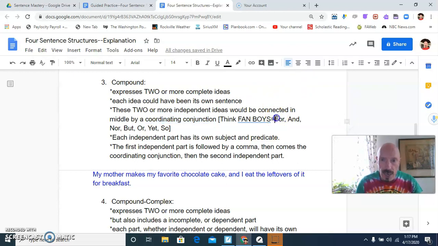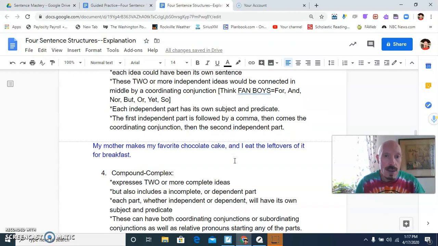So these words here, they're going to have a comma in front of them, okay, whenever you're connecting 2 independent parts. So for example, my mother makes my favorite chocolate cake. My mother is the subject, makes is the verb. Then I end it with a comma. Then I have my coordinating conjunction and then I have another independent part.